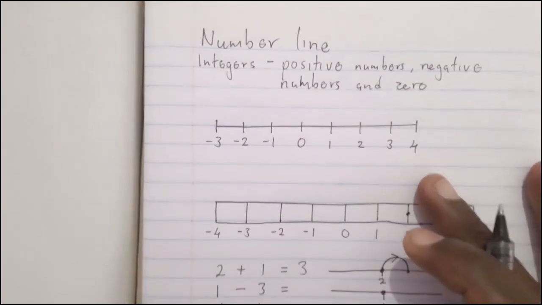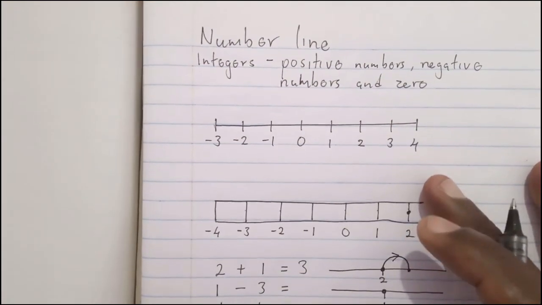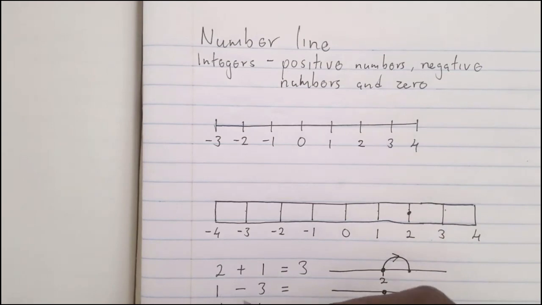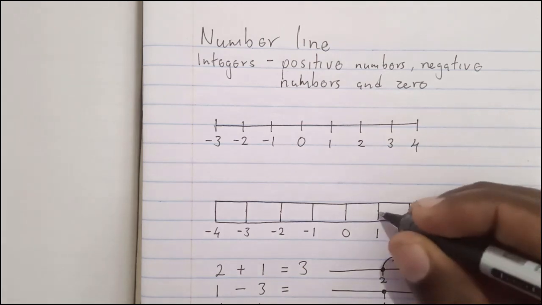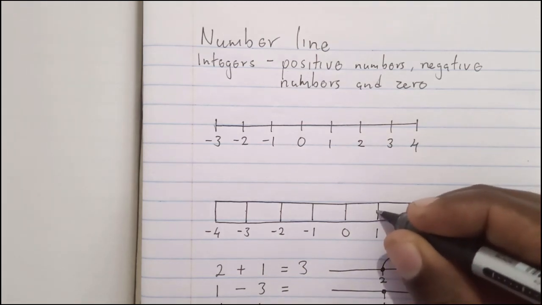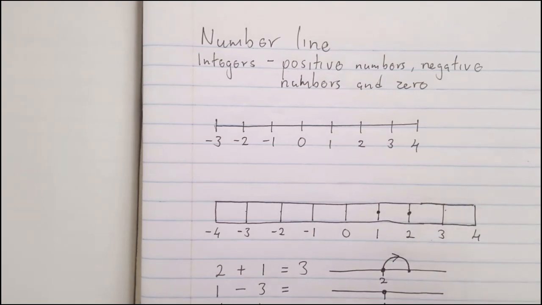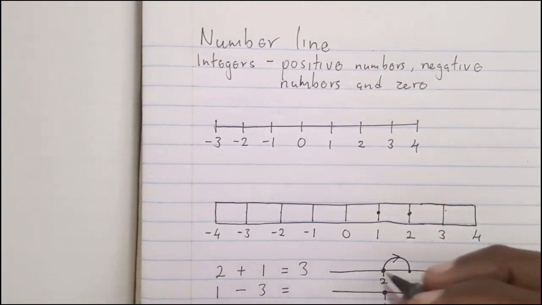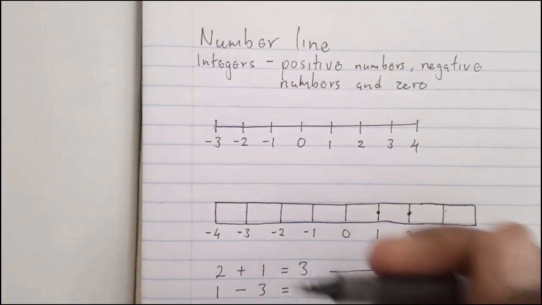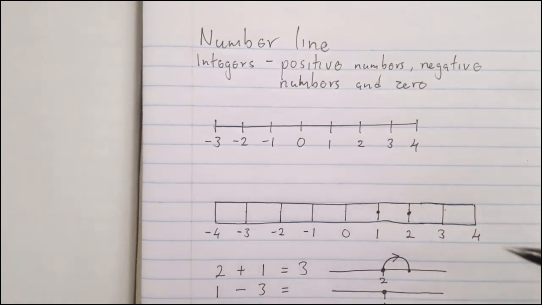Now, we have our next question: 1 - 3. How do we go about that? Again, we stand at position number 1, so that will be standing here in your tiles. And then it says -3. Standing from there, I want us to move to the left side, 3 steps.